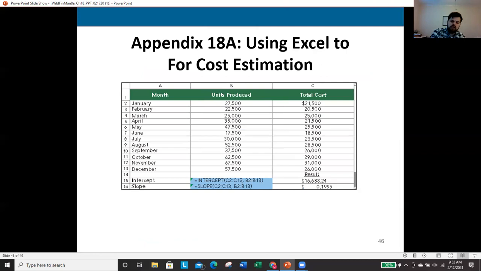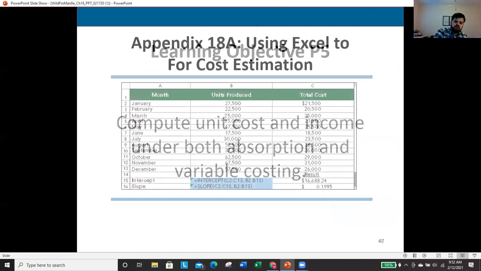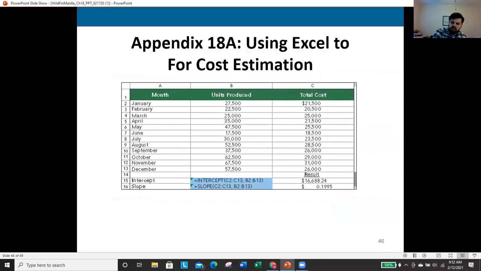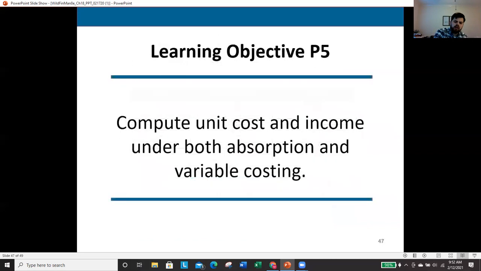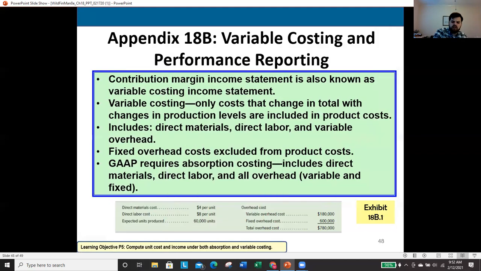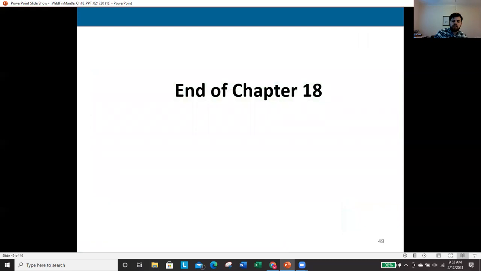Now, the last couple of things here are in the appendices. One is using Excel, using the intercept and slope formulas. If you want to look at that, feel free. The other, of course, is talking about variable costing and performance reporting. This is Appendix B. I'm not going to worry too much about it. If you want to read through it, feel free. Otherwise, if we need to talk about it, we'll do it in class, but I don't expect we'll talk about this in this chapter. So with that, we have eventually hit the end of chapter 18.